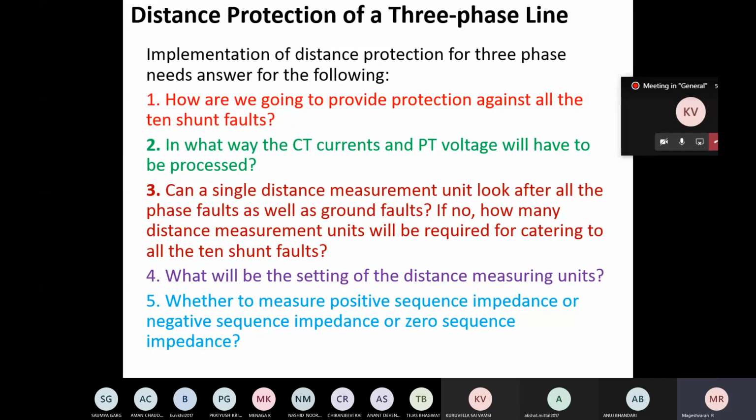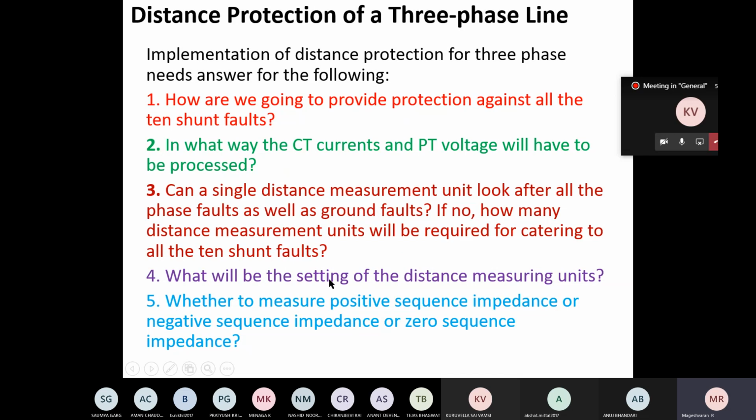Then you can find shunt faults. Now we want to provide protection, so we have to sense all the shunt faults. Whatever fault occurs, it should be sensed by the relay. For that, in what way will the CT currents and the PT voltages have to be processed? How do we process them? Next question: if I use only one impedance relay, a single distance measurement unit, is it feasible to sense all the phase and ground faults? Surely no, the answer is no, but here it has been framed as a question. If no, then exactly how many distance measurement units will be required for catering to all the shunt faults?